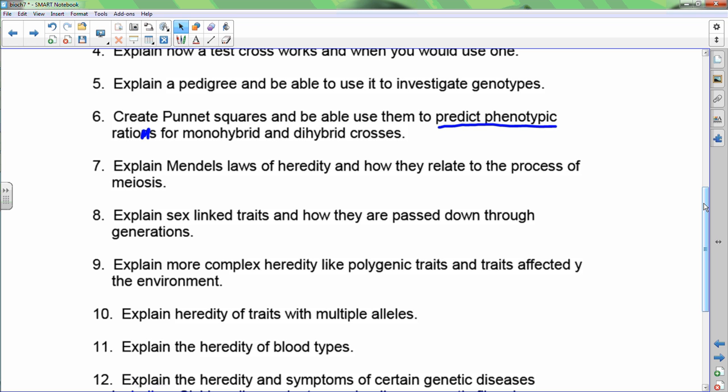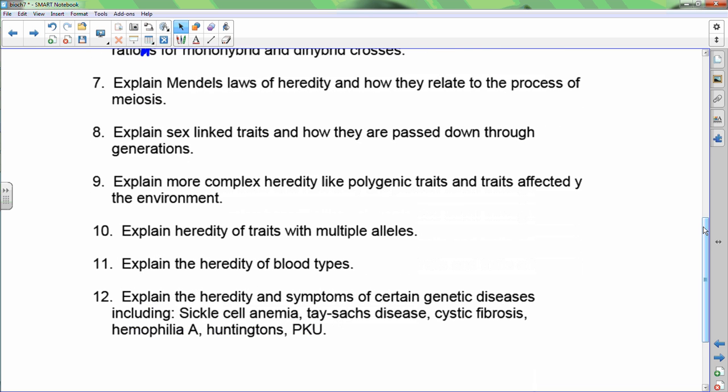All right, number 7 says explain Mendel's laws of heredity and how they relate to the process of meiosis. Law of segregation. Law of independent assortment. Because the things get separated, I think. Right, so the chromosomes get separated, separate from each other.